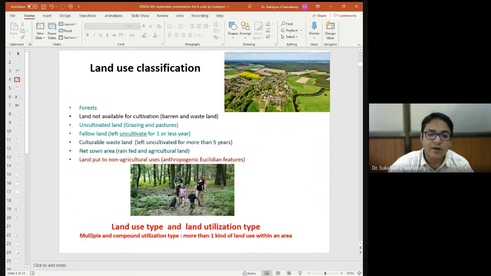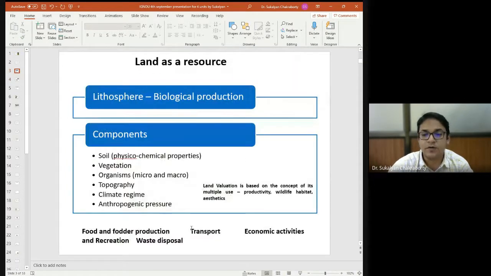Now, food and fodder production, transport, economic activities, recreation, waste disposal, this actually all comes under anthropogenic activities of the land. So if you have to manage the land resources, you have to focus on all these areas. Actually, when we want sustainable development of anything, we have to think about it grossly. We cannot separate out one component and just develop that component. We have to go for a holistic development of all the components so that finally we can develop that resource sustainably.